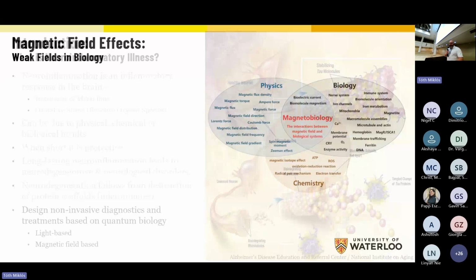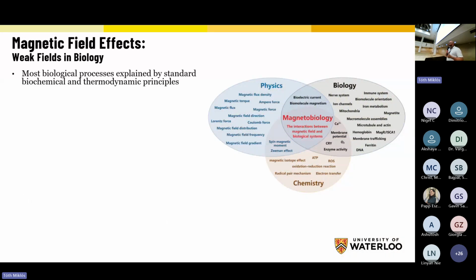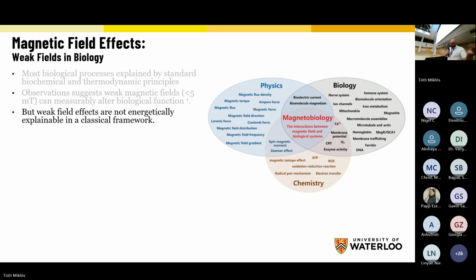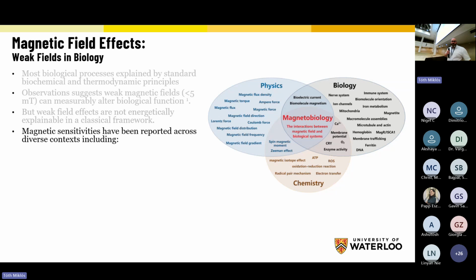So magnetic field effects in biology, there's a known effect of magnetic fields in biology, and most magnetic field effects can be explained by standard biochemical and thermodynamic principles. But when we're talking about weak magnetic fields, that's when it starts to get a little bizarre. We heard from Dr. Jones this morning where these weak magnetic fields, they're too low in energy to overcome thermodynamic principles from a classical standpoint. And so we have to come up with alternate ways of describing this kind of behavior. It goes beyond classical frameworks.